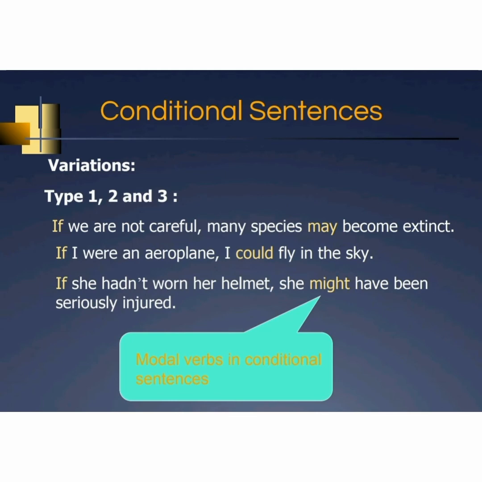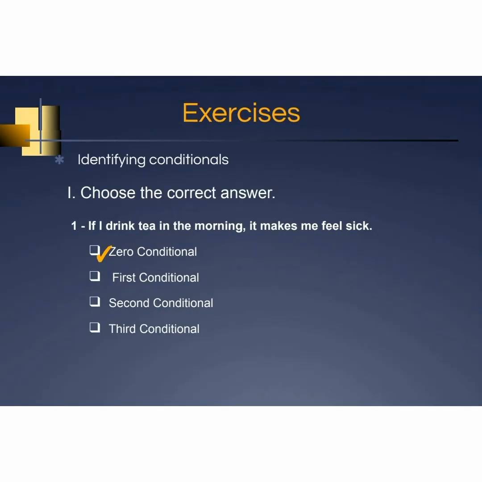Conditional sentences. Type 1, 2, and 3. If we are not careful, many species may become extinct. If I were an aeroplane, I could fly in the sky. If she hadn't worn her helmet, she might have been seriously injured. Modal verbs in conditional sentences: might.